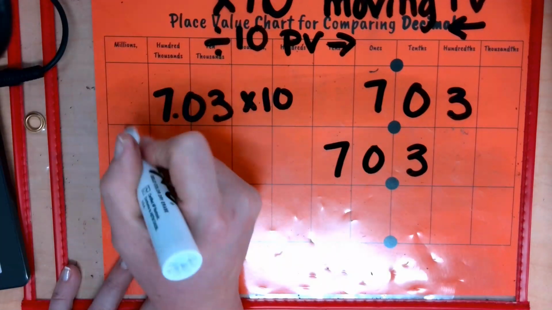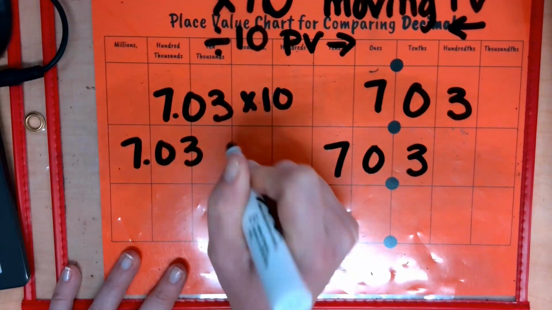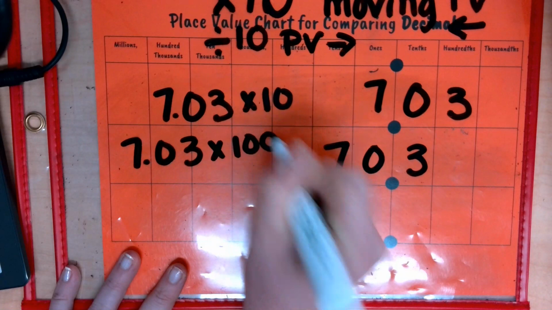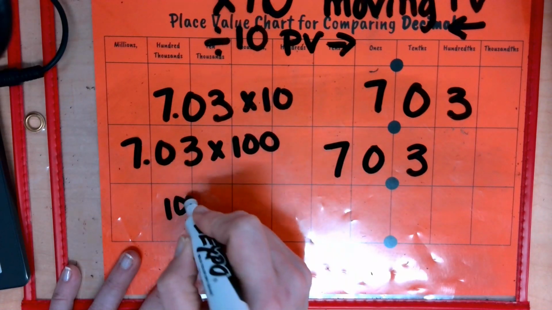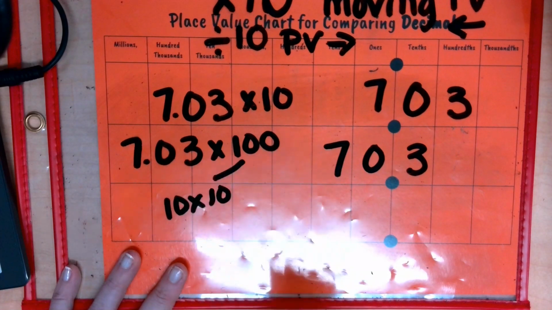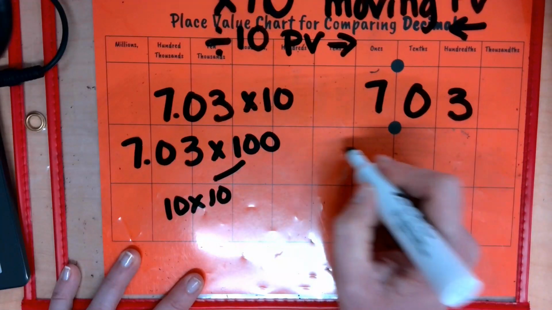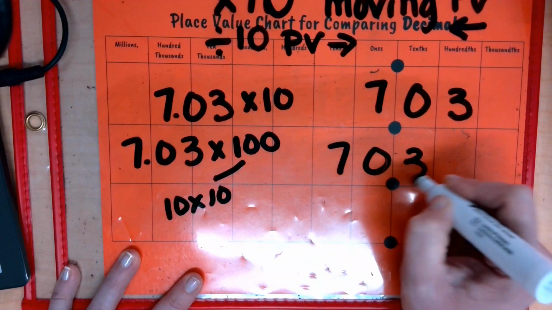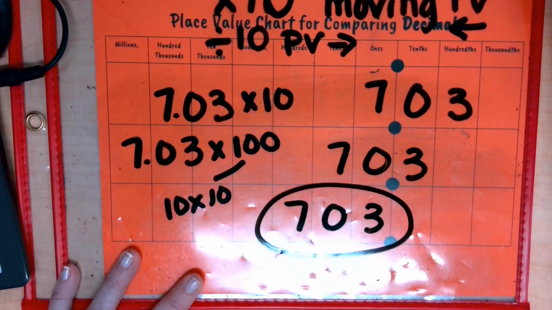What if I have 7 and 3/100 times 100? Well, 100 is just 10 times 10. So all I need to do is move my 7 and 3/100 times 10 one time, and then times 10 again, to get a grand total of 703.